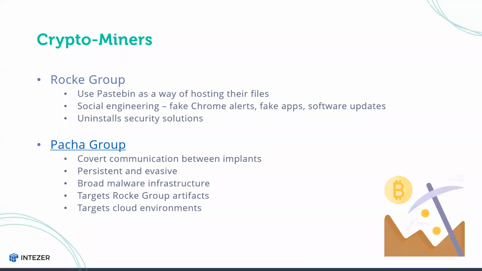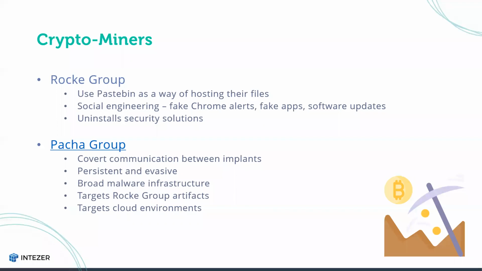So when Talos reported Rocket Group, they said that they were downloading implants from Pastebin. They also had a public GitHub account where they were hosting some malware, and along with the malware, they had a complete tool set of social engineering and phishing utilities, such as fake Chrome alerts, fake apps, a lot of different things. It obviously got shut down. And one of the highlights of their malware is that they have functionality to uninstall security products.